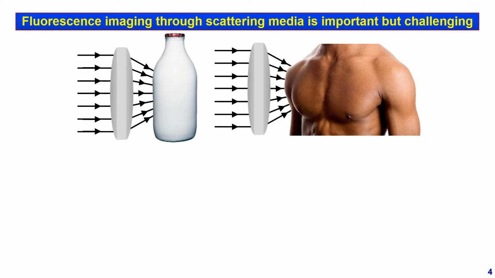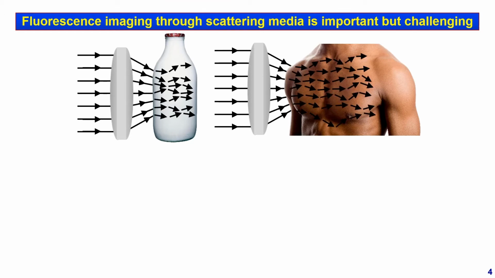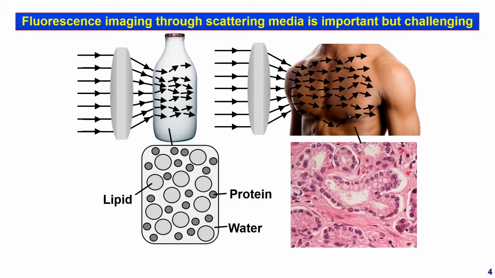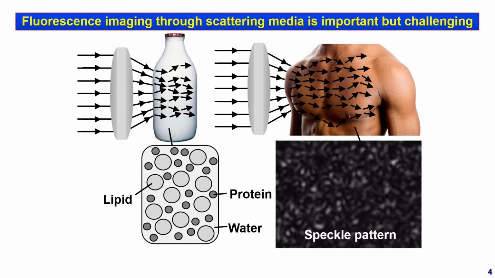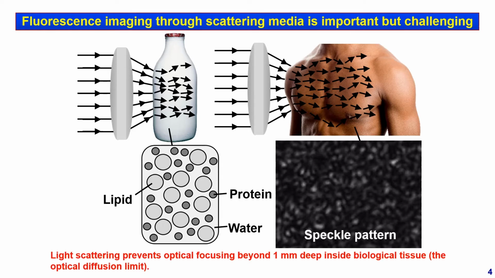This is a common problem when we image through scatter media such as milk or biological tissue. Light is scattered due to the refractive index heterogeneities within this media. As a result, we cannot use a lens to focus light or image an object deep inside the scatter media. For coherent light, the light intensity distribution inside this media looks like this, which we call a speckle pattern. In general, light scattering prevents optical focusing beyond 1 mm deep inside biological tissue, which we call the optical diffusion limit.